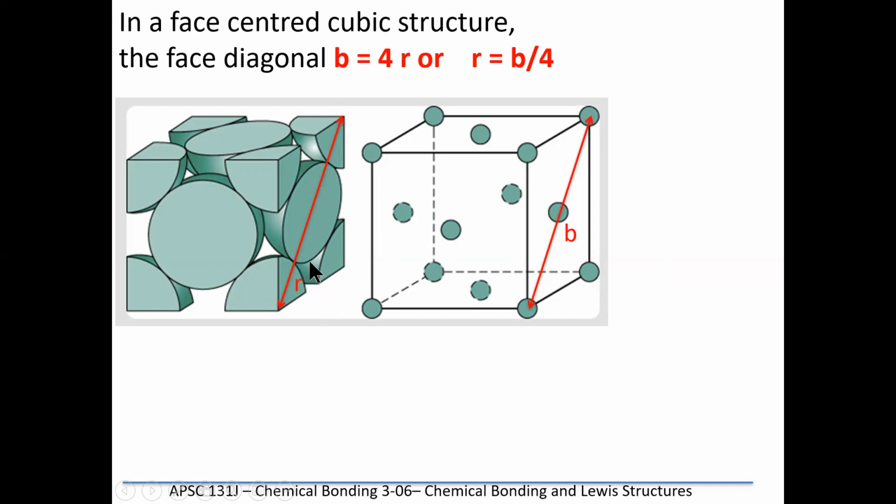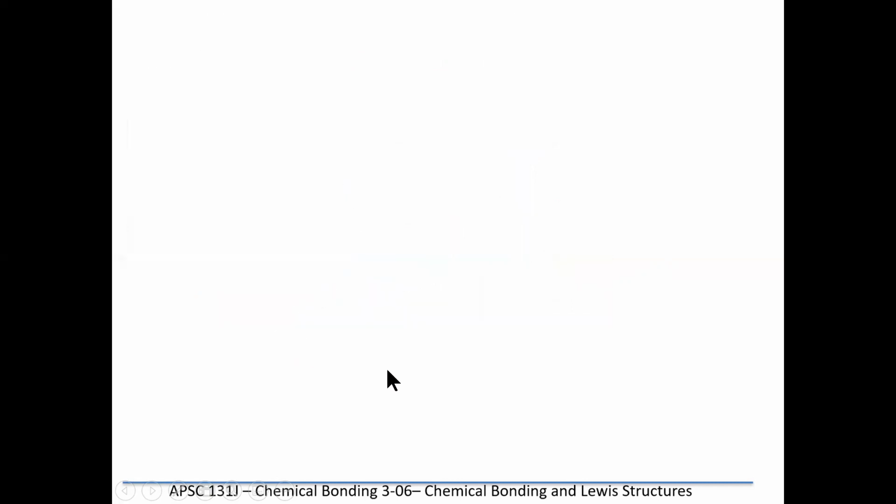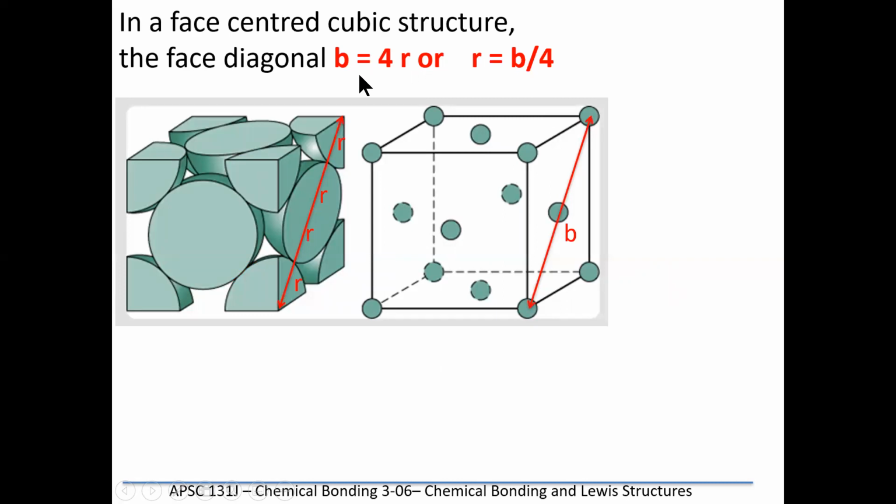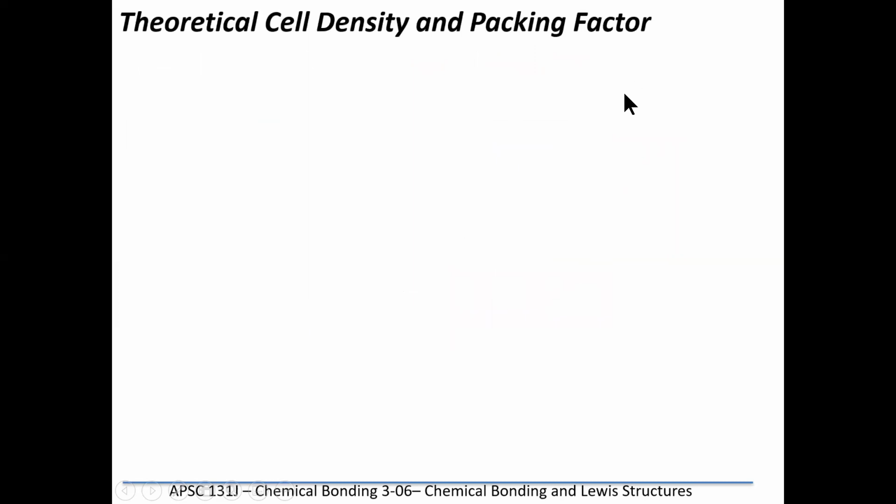We can say again, there are really 4 radii of atoms here. One there, one there, one there, and one there. So 4R really equals that length of diagonal B. And we can rearrange this equation to get what the radius of the atom is. The radius of the atom is equal to that diagonal divided by 4. Okay? So those are, again, the basics.